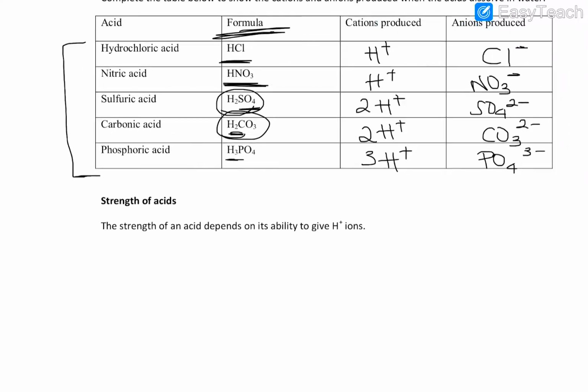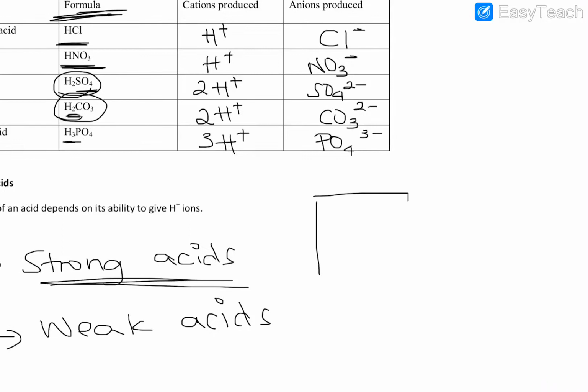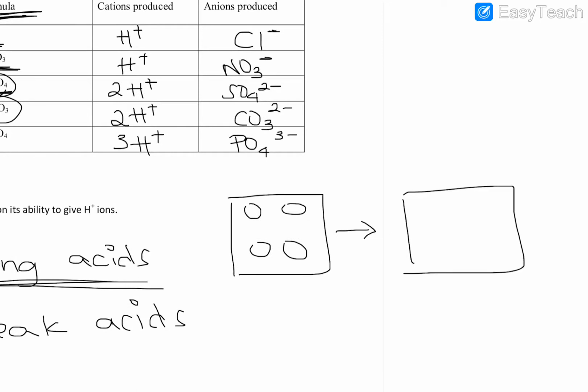Now, the strength of an acid depends on its ability to give H+ ions. There are two different types of acids in terms of strength: strong acids and weak acids. A strong acid is able to give H+ ions very readily, which means that if in a beaker you have 4 molecules of strong acid, all these 4 molecules are going to give you H+. Each molecule readily gives you H+. This is what we call a strong acid. It readily dissociates to give you H+.